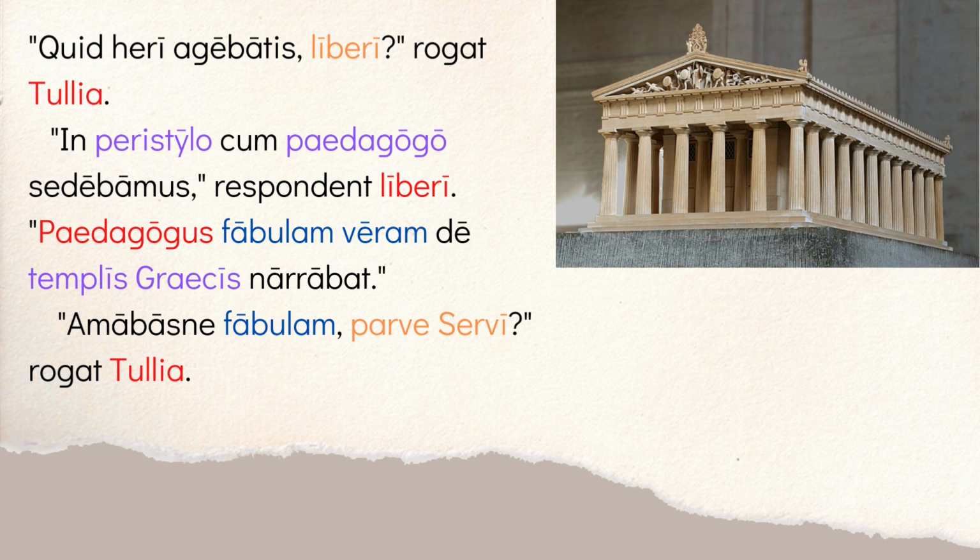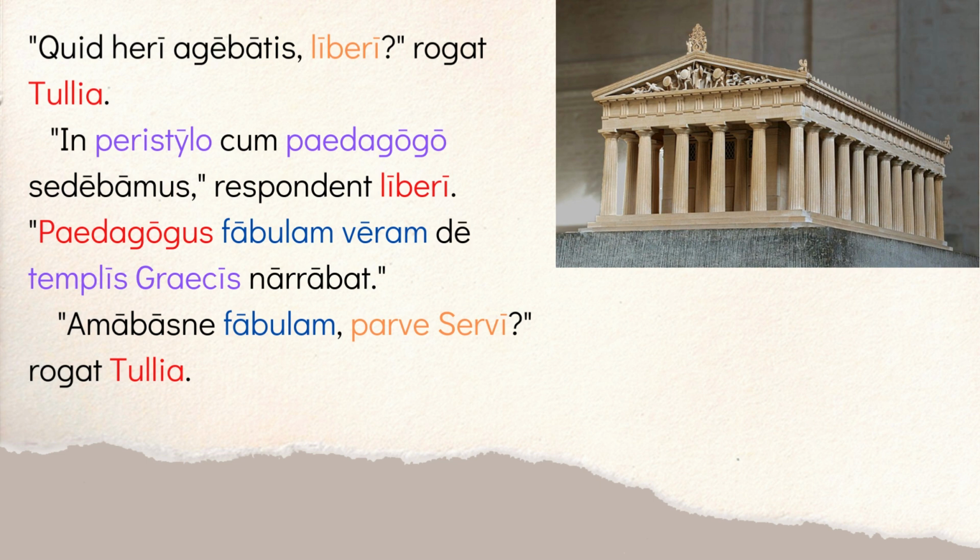And they respond. You have: In peristilo cum pedagogo sedebamus, respondent liberi. So the children respond, right? Respondent liberi. And they say, sedebamus, we were sitting in peristilo, in the peristyle, cum pedagogo, with our tutor, right? Remember, the pedagogus is the tutor. So sedebamus there is imperfect tense. You can tell by the BA, the MUS means we were doing it. So we were sitting.